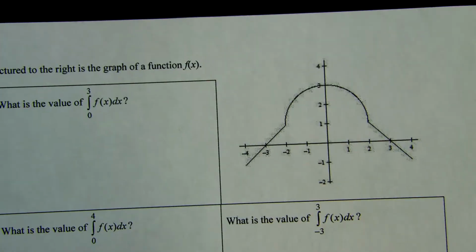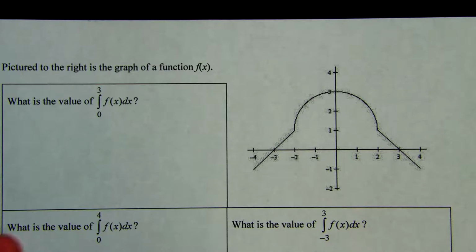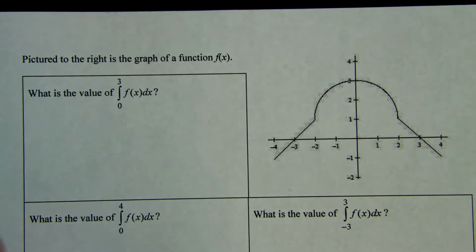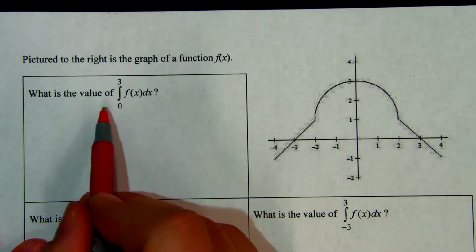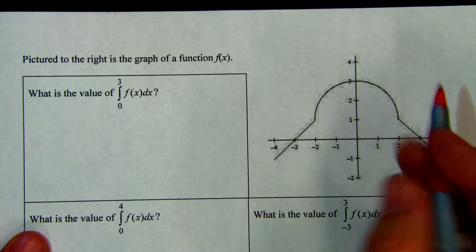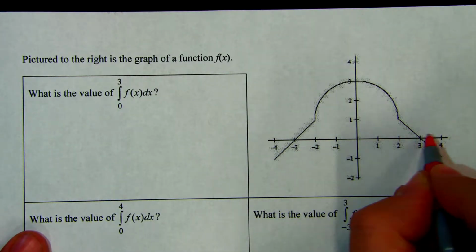Okay, so I'm on page 3 of these 6.4 notes on properties of definite integrals. We've got a couple of different kinds of problems, and some of them are a little bit tricky. So I've got, what is the value of the integral from 0 to 3 of f of x dx? So I'm going from 0 to 3.